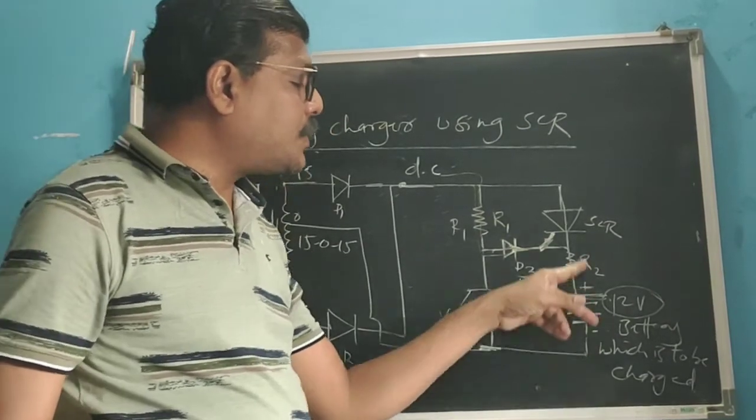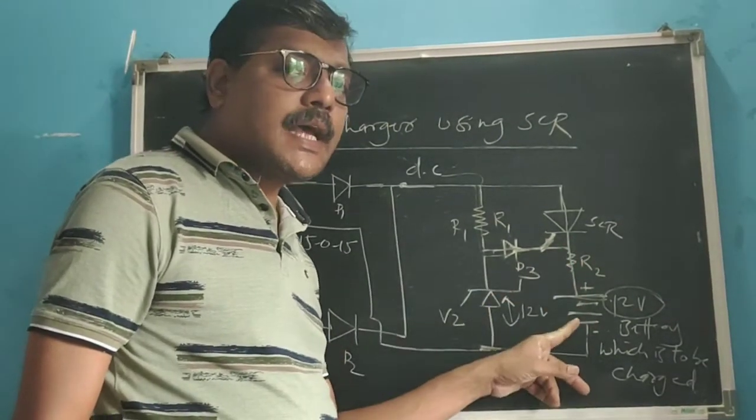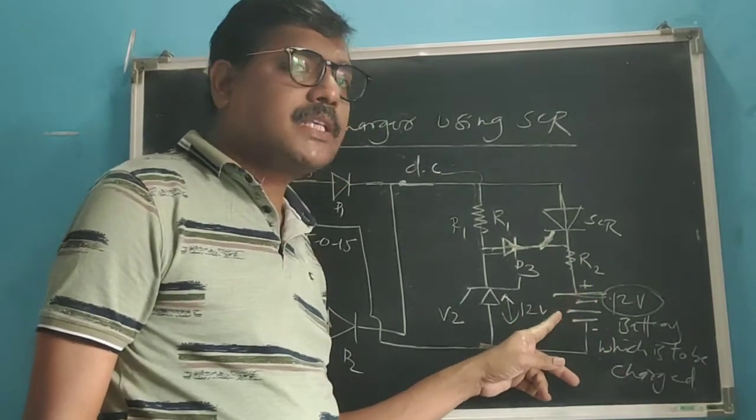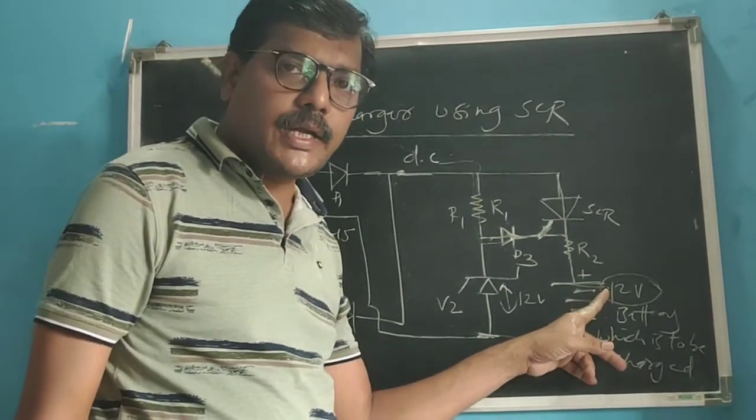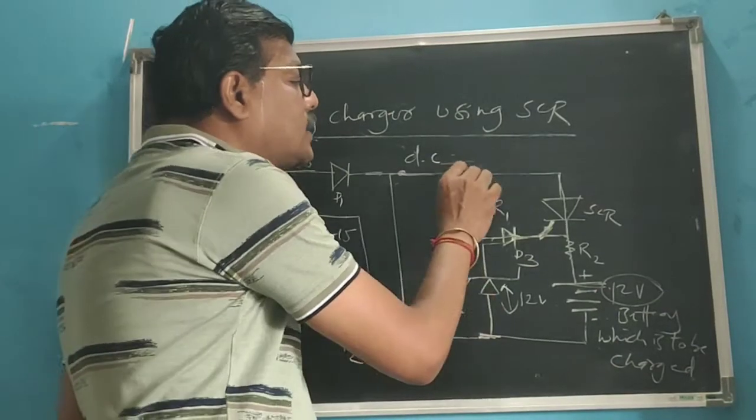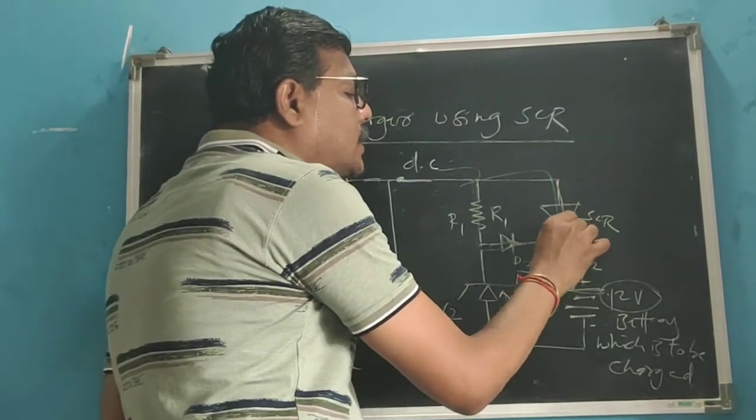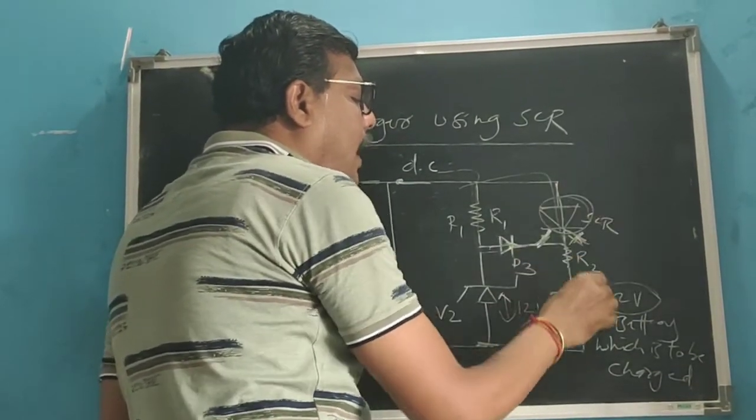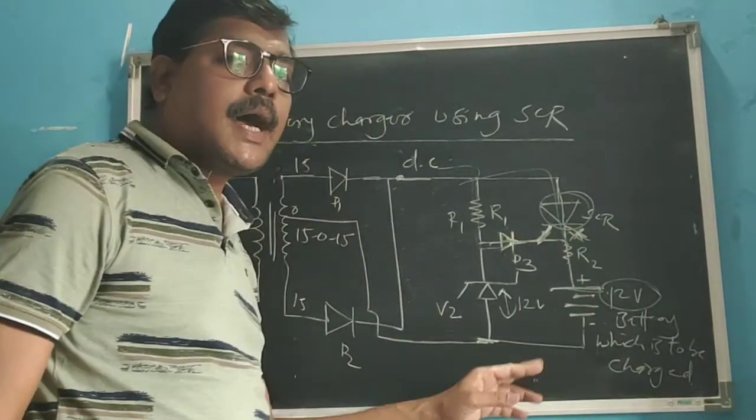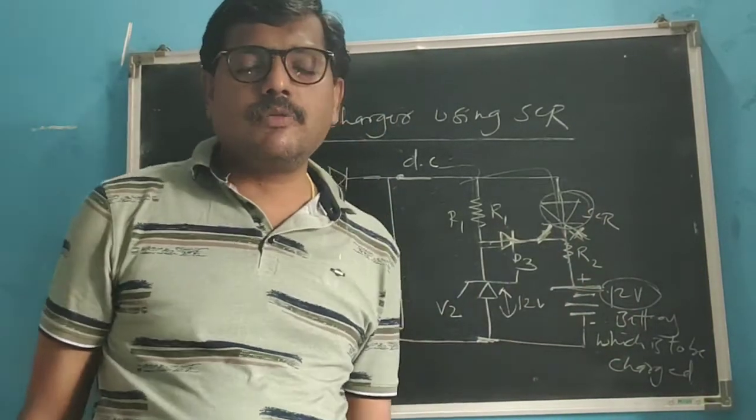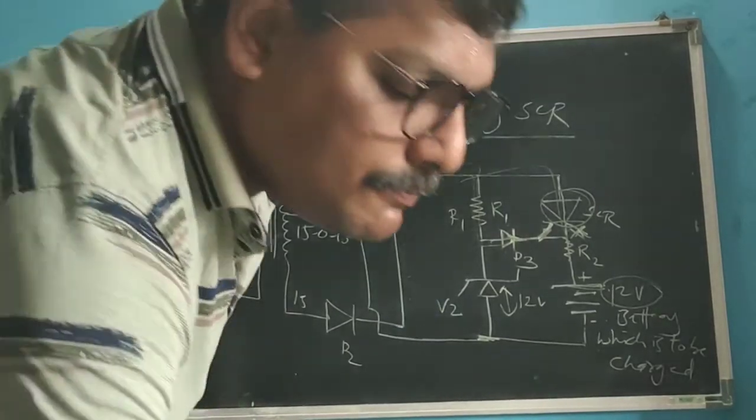Now when the battery is fully charged, when it is charged to the maximum rated value, at that time the charging current becomes 0. As the charging current becomes 0, the SCR remains off and the battery remains charged to 12 volt. So this is the working of a battery charger by using the SCR.